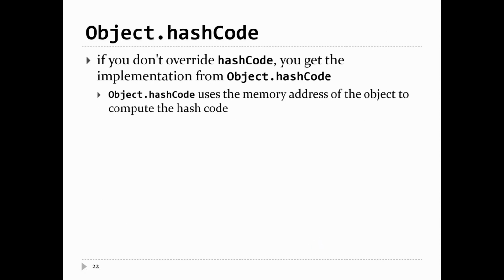Okay, so what's the problem if you don't replace hashCode? If you don't replace hashCode in your class, but you did replace equals, then that means you get the Object version of hashCode. So what does the Object version of hashCode do? Well, it uses the memory address of the object to compute the hashCode.